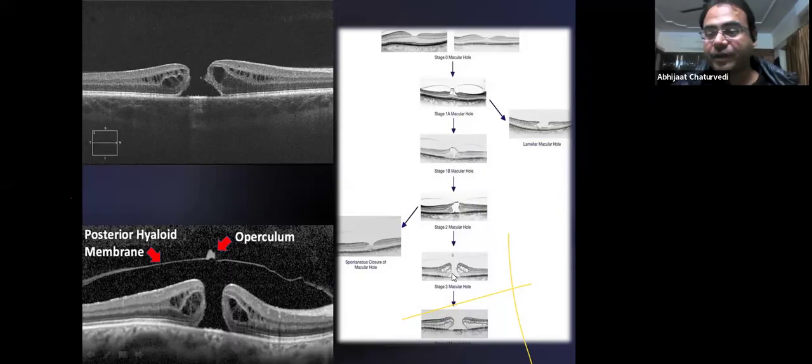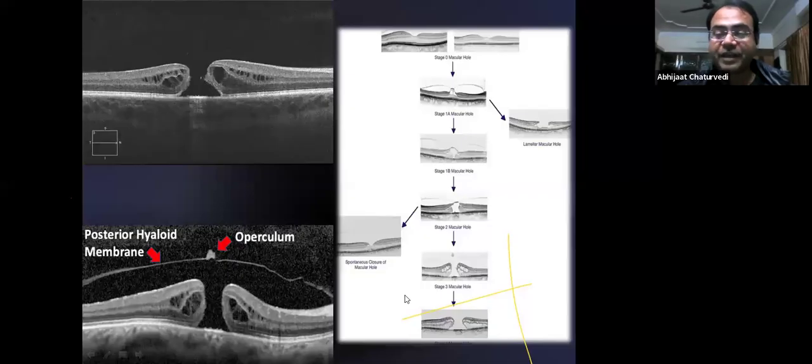For stage 3, notice that the edges of the macular hole are somewhat tented. So it's like this, it's not like this, it's like this. There's a tractional part still. Because of that tractional part, there's a subretinal fluid ring over here.